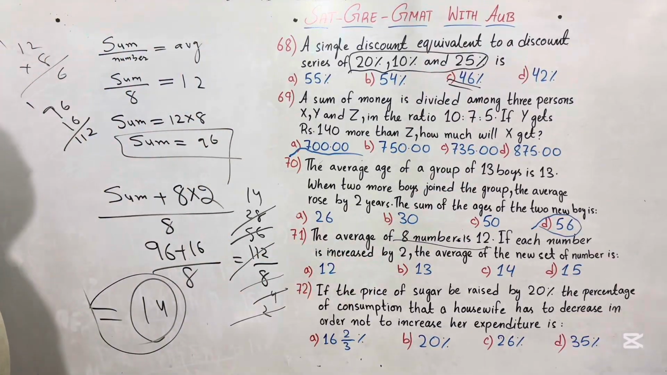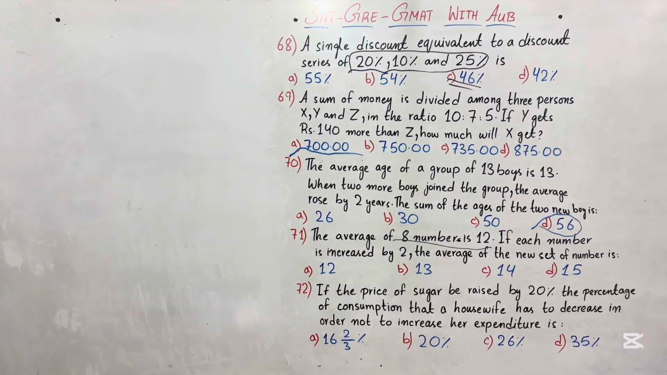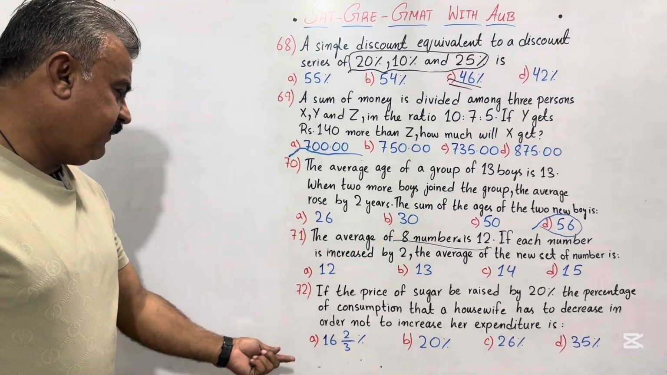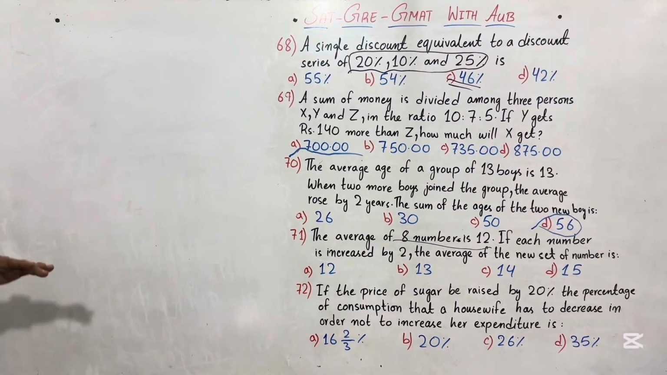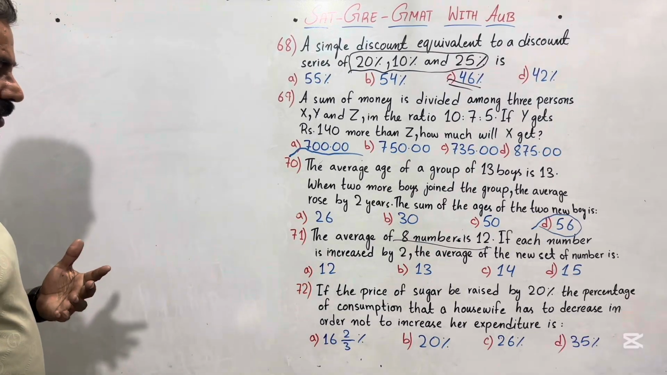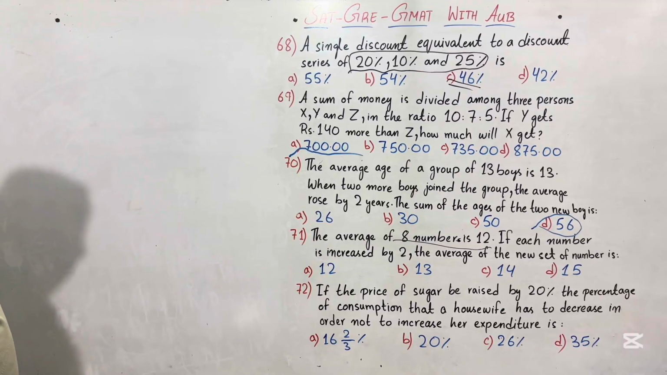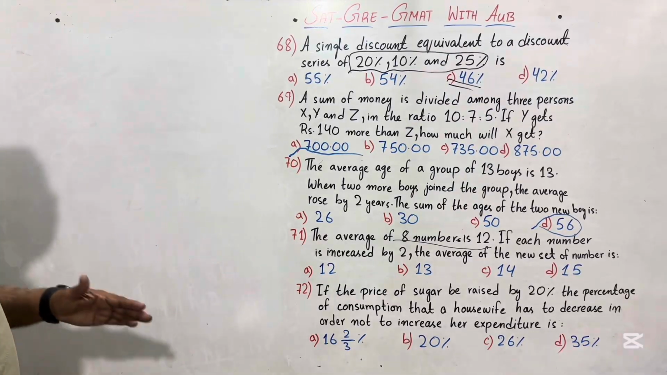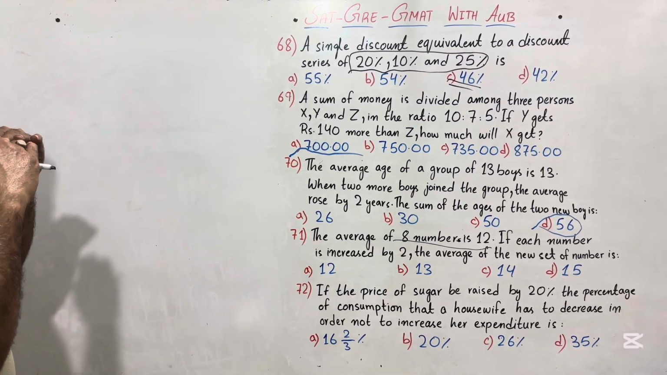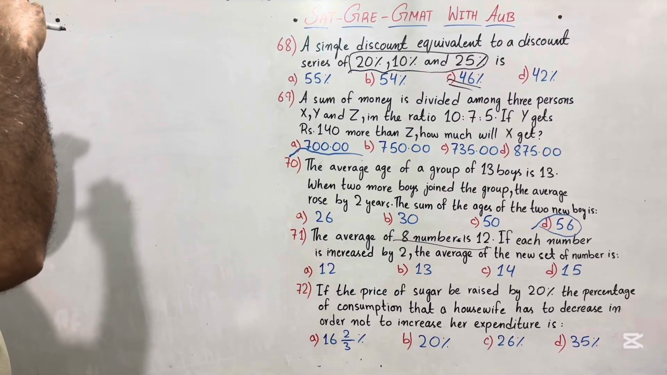Okay, moving towards the final question. Question number 72. A good question, a simple one, but a mind boggler. Let's see and find out. If the price of sugar is raised by 20%, by what percentage must the housewife decrease consumption in order to strike a balance between the rising price and the expenditure.